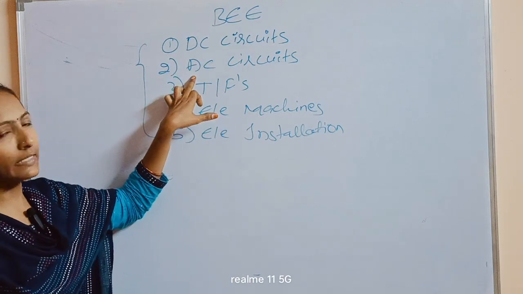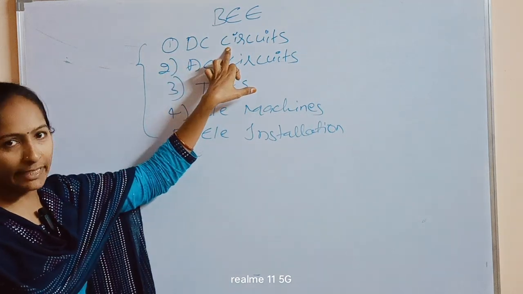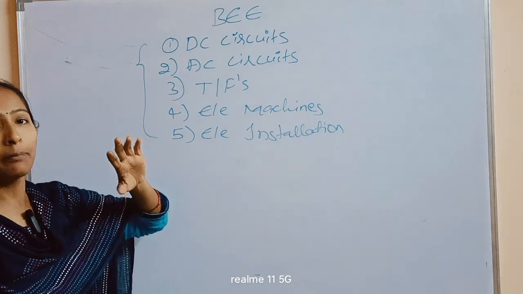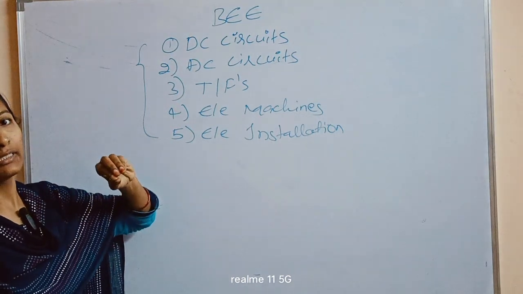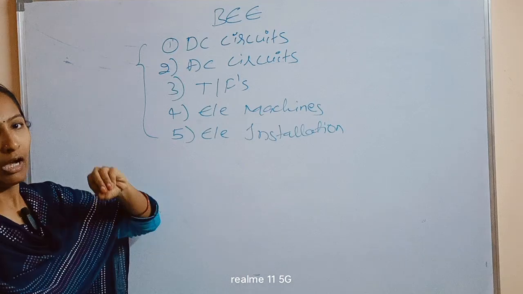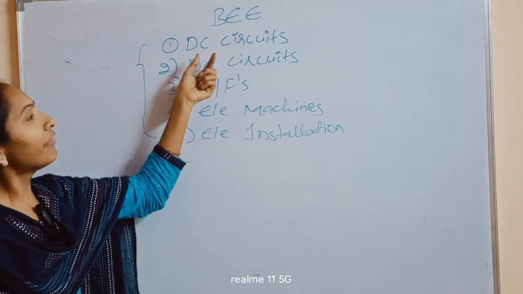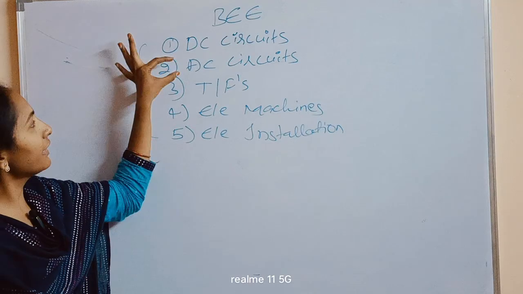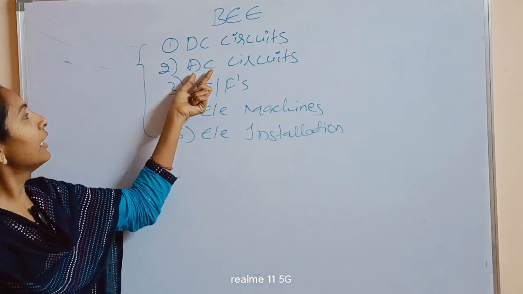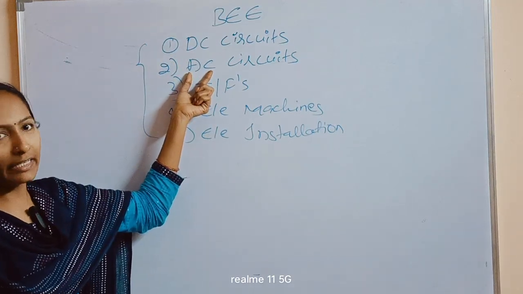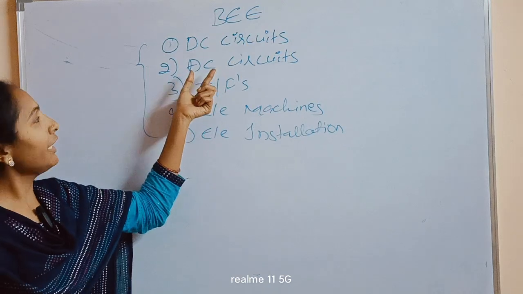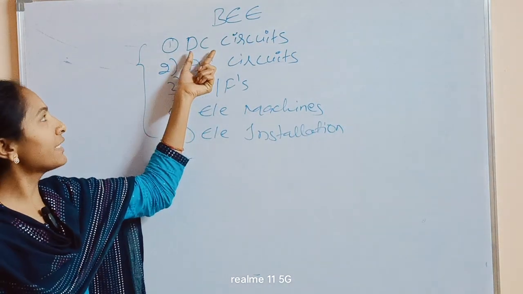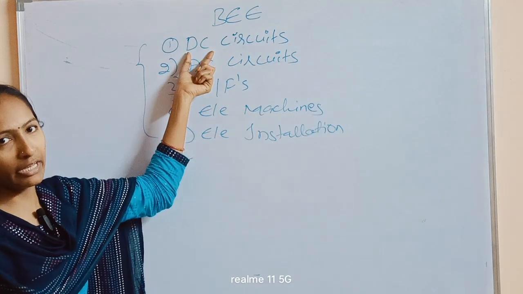Now coming to AC circuits. In DC circuits, I am applying only DC and observing the output of voltage, current, power based on the timing or based on the values of applied voltage. In AC circuits, we are giving input as AC, alternating current. It varies in magnitude as well as direction, but DC has a constant magnitude.